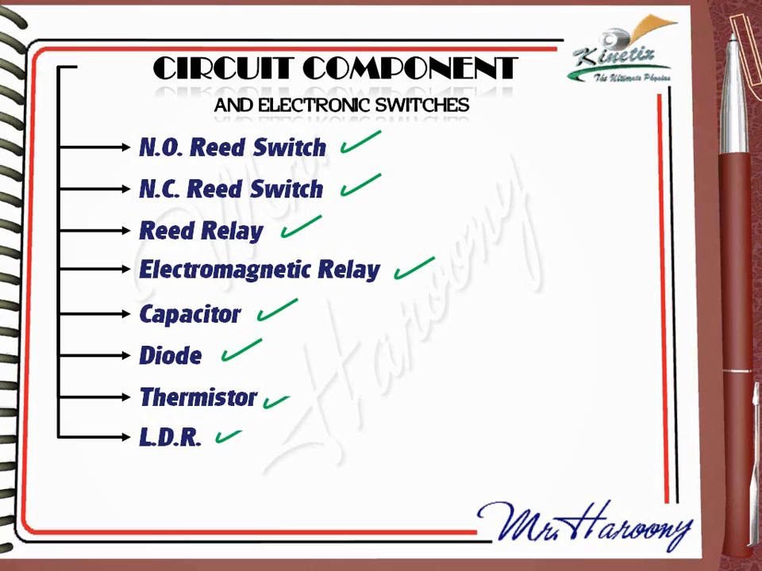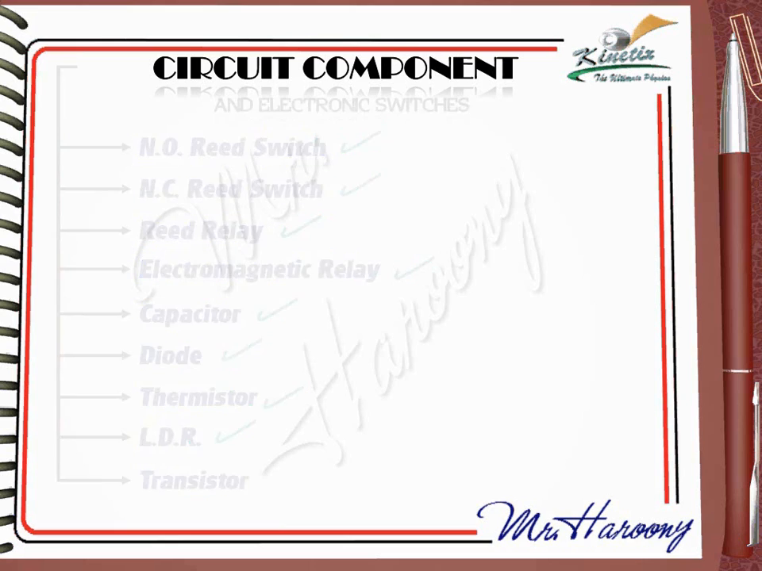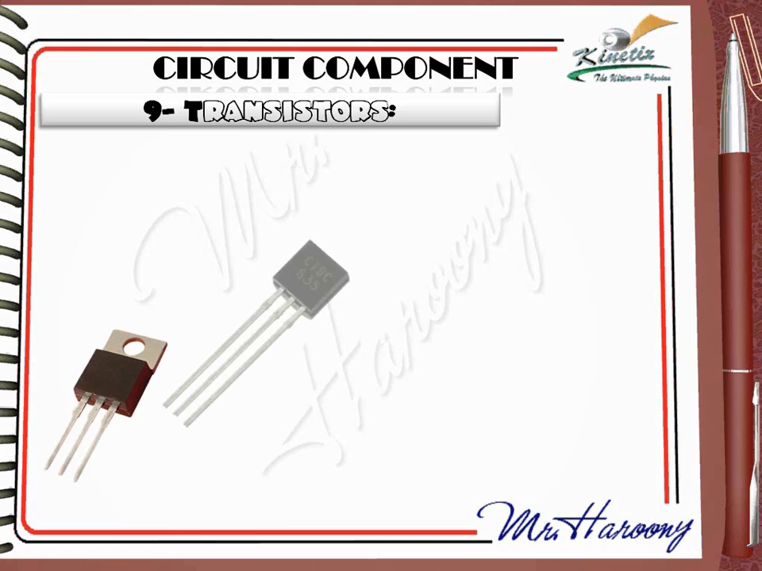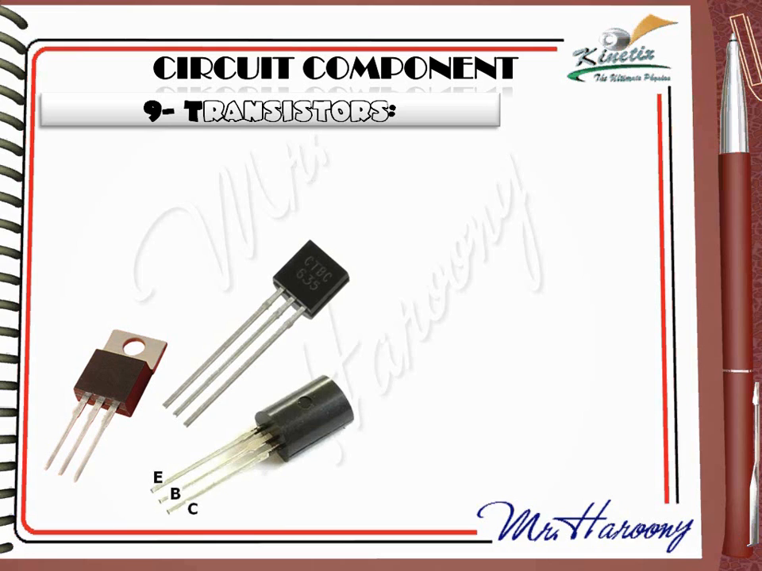After we finished the thermistor and the LDR, now it's time for the last component, the transistor. Number 9. Transistors. The image shows a real transistor. It is clear that it has 3 connections. One is labeled E, the middle is labeled B, and the third is labeled C. How to draw its symbol? You first draw a circle, and then 3 short lines as shown, and then the connections.